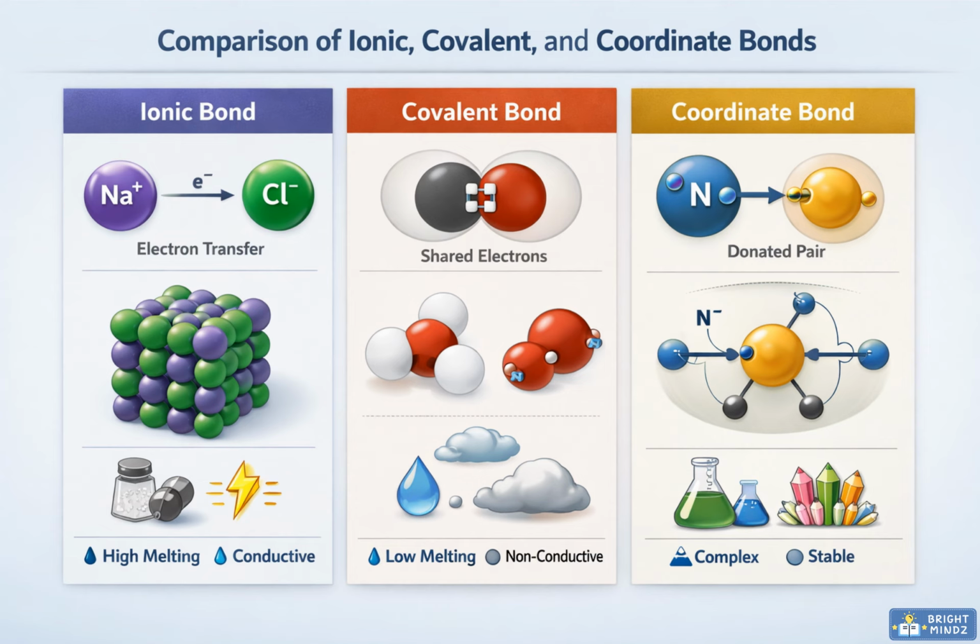Chemical bonds differ mainly in how electrons behave. Ionic bonds transfer electrons, covalent bonds share them, and coordinate bonds donate a whole pair from one atom. Keep that distinction clear because it explains many properties and helps with ICSE reasoning questions.